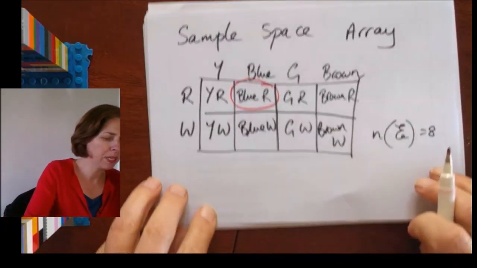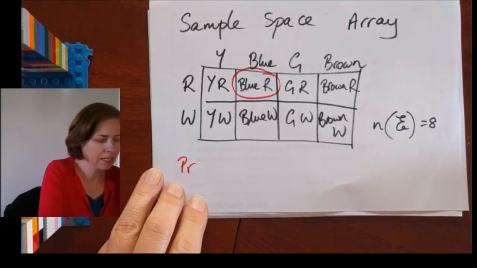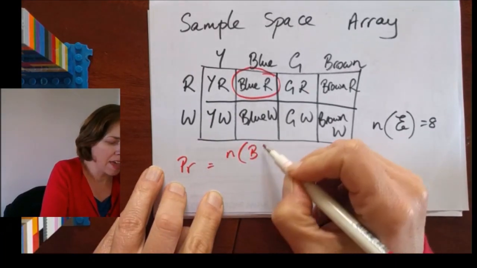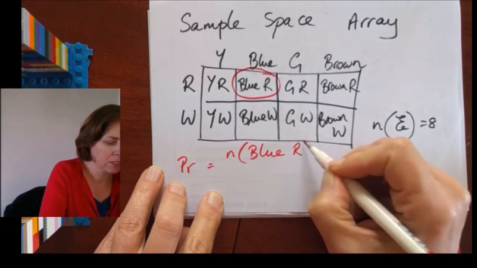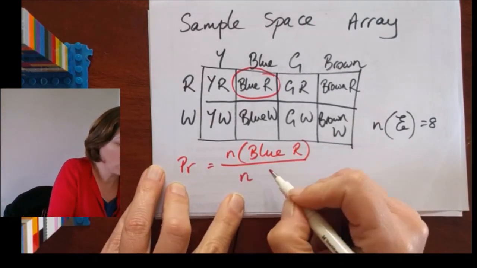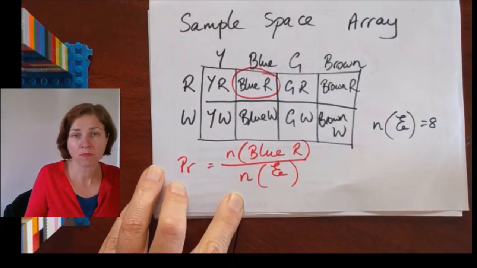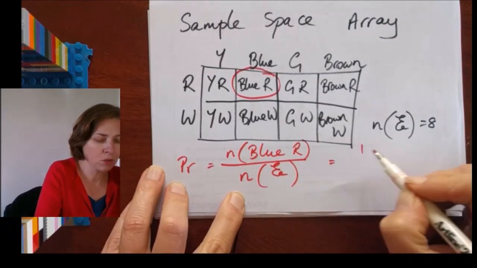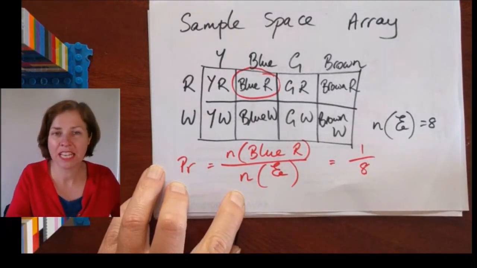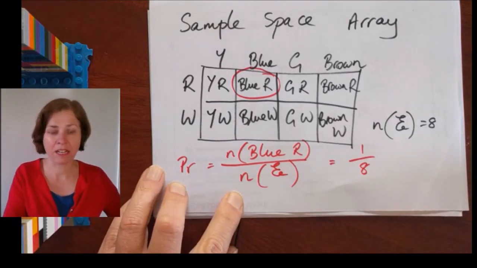So the probability, if you remember, of any outcome is the number of ways that that outcome can happen. So the number of ways blue then red can happen divided by the total number of outcomes in the sample space. So there's one way that blue then red can happen, and there are 8 different things in total that can happen. So the probability is 1/8.